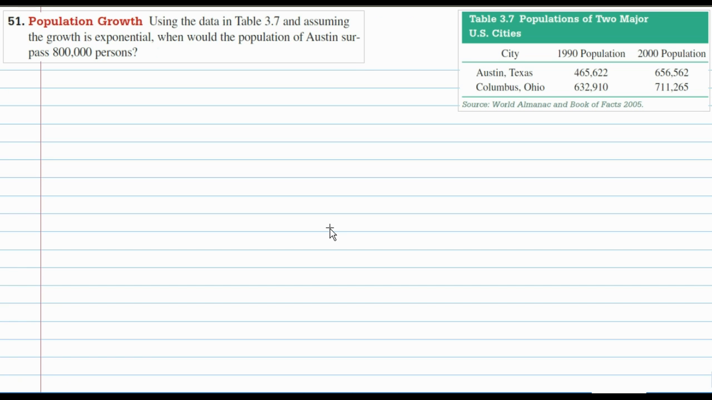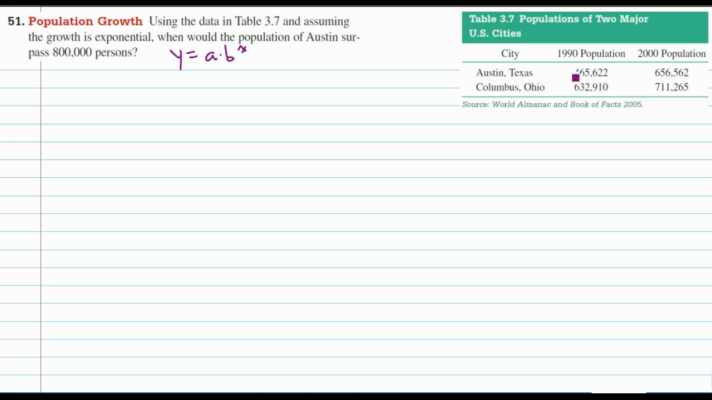The now try problem for example 7 is number 51. We're going to do the same exact thing. We're just using a different city, some different data. Using the data in table 3.7 and assuming the growth is exponential. So again, we've got our exponential growth, y equals a times b to the x. When would the population of Austin surpass 800,000 people?